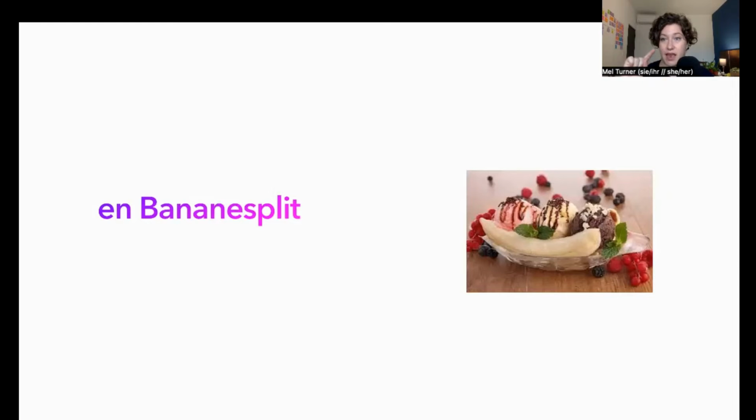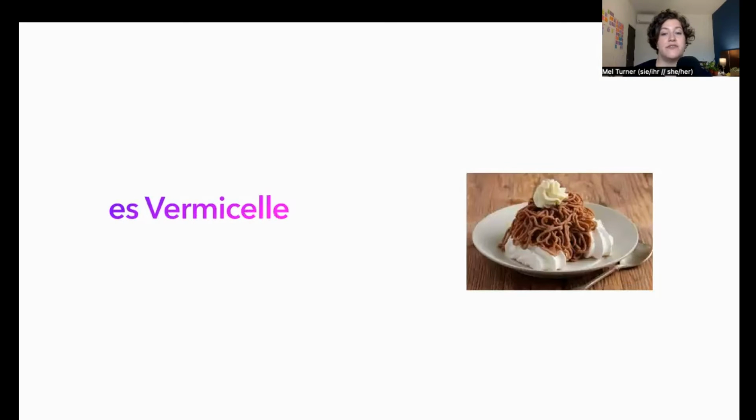Bananensplit. It can come with different flavors. Here we see strawberry, vanilla, chocolate. Sometimes it just comes with three scoops of vanilla, banana, and chocolate sauce on top. It's delicious. Then Vermicelle. You will never guess what this is made out of. What is this made of? Do you know? Vermicelle.